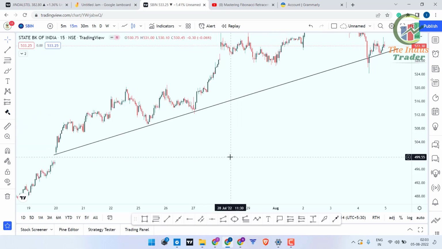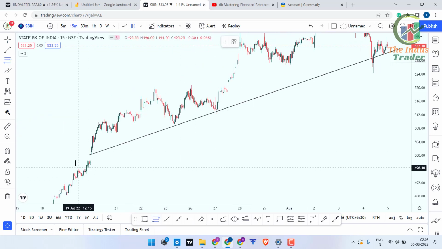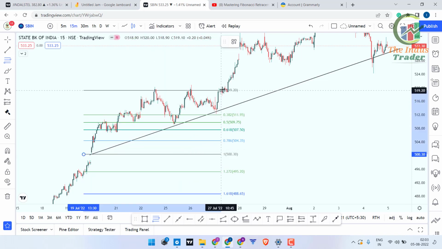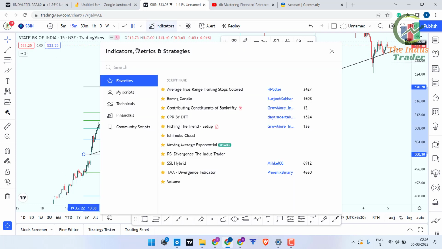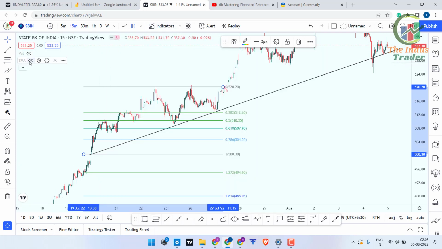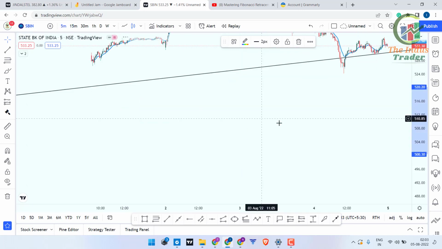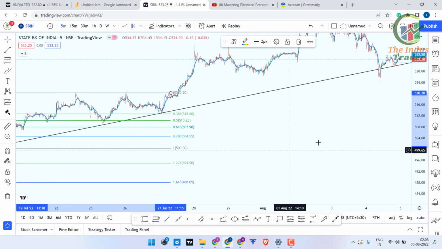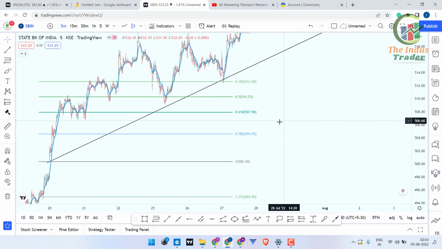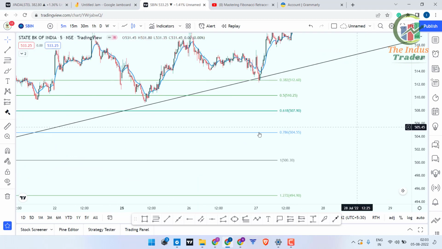Simple, what I said. For the 15-minute time frame, apply the Fibonacci. So I have applied the Fibonacci, and you have to apply 9 EMA. So just 9 EMA I have applied here. Go back to 5 minutes time frame. So after going to 5 minutes time frame, if you see this particular 0.5 level respected.